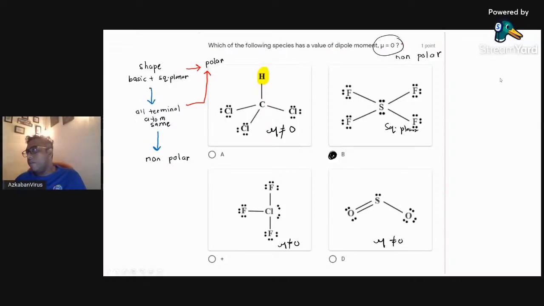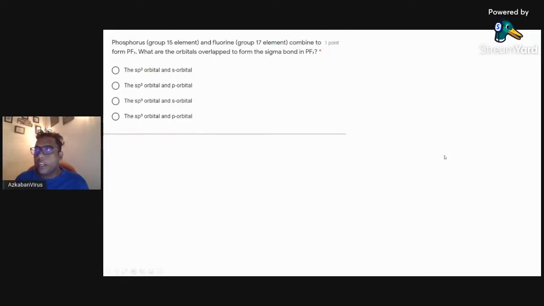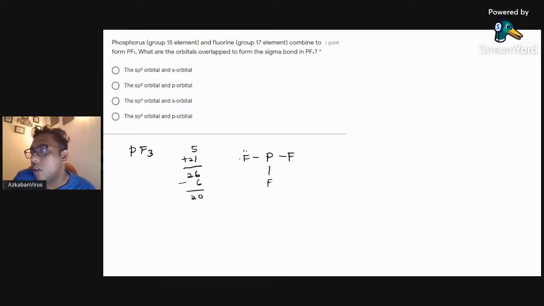Okay, soalan berikutnya. Phosphorus element in group 15, fluorine in element in group 17 combine to form PF3. What are orbitals overlap to form the sigma bond in PF3? Lukis dulu structure PF3. So PF3 kita ada 5 tambah 21 total 26. So phosphorus, fluorine, fluorine, fluorine. Tolak 6 ada baki 20. Tolak 18 ada baki 2.